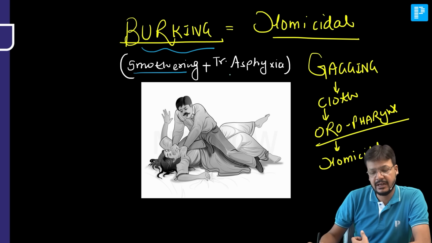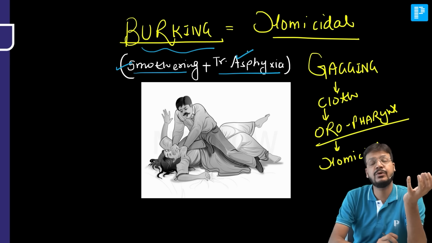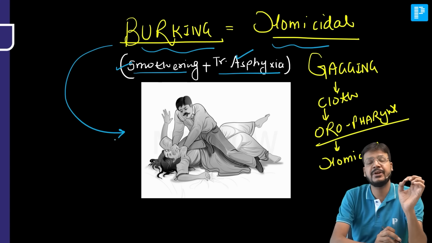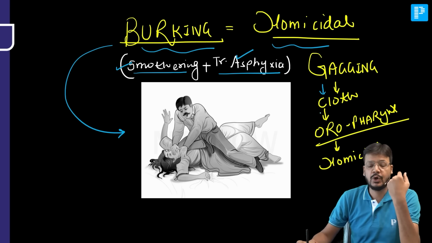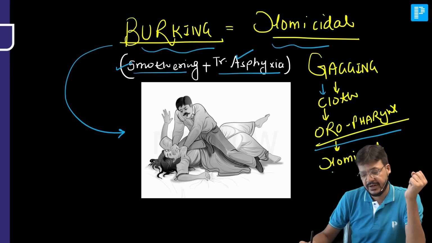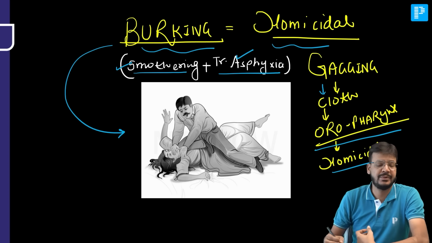Burking is a homicidal method, and it's a combination of two things. Number one, smothering, and number two, traumatic asphyxia. It is always homicidal in nature. So this picture is of burking. What is gagging? The cloth piece in the oropharynx is known as gagging. And my dear friend, it is homicidal in nature. So what is burking? Burking is smothering plus traumatic asphyxia.